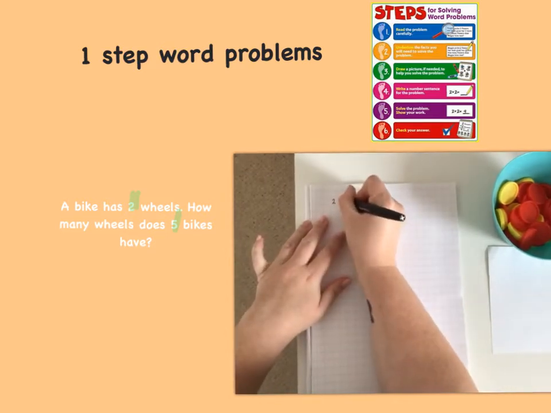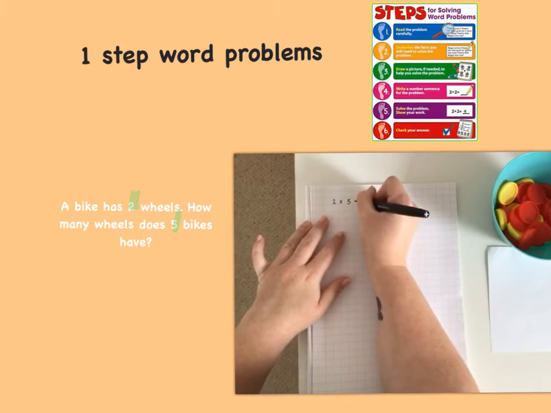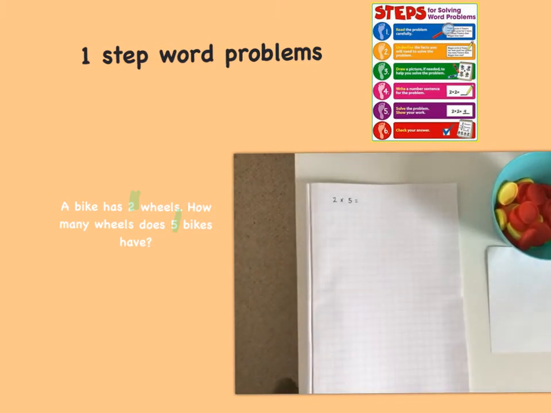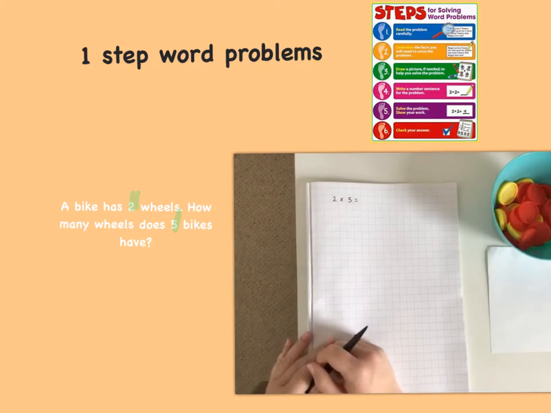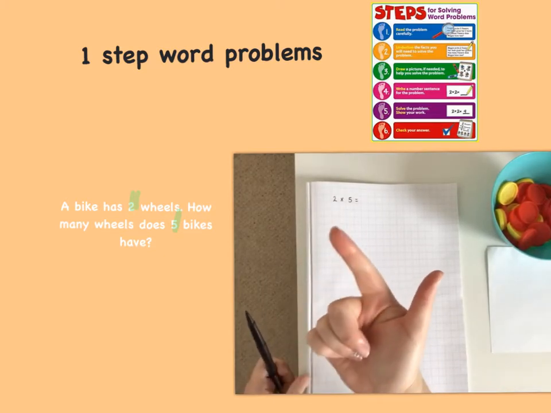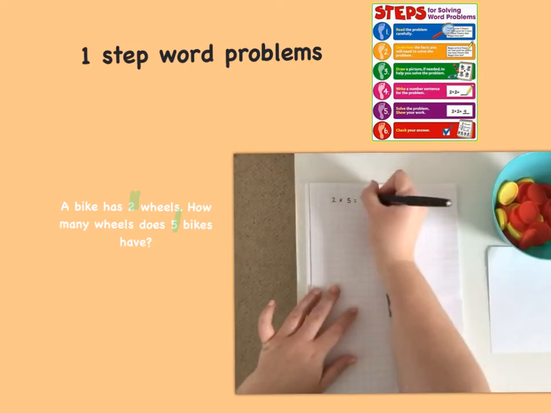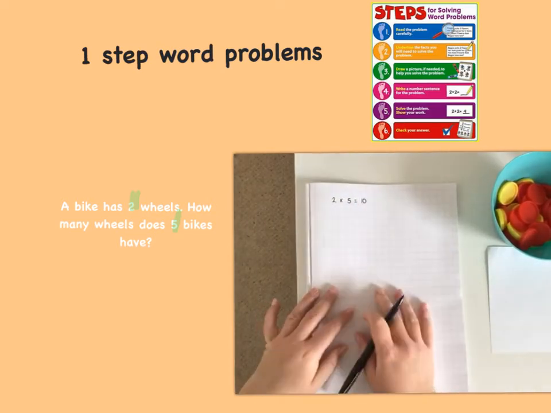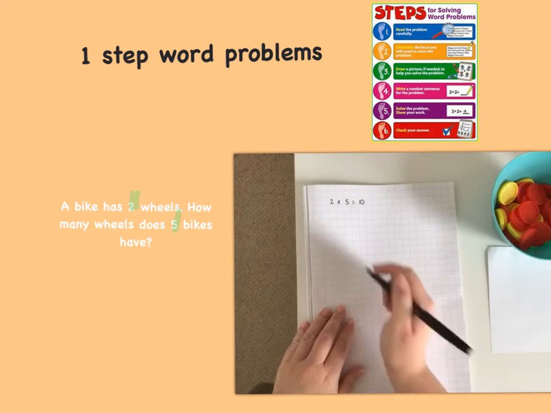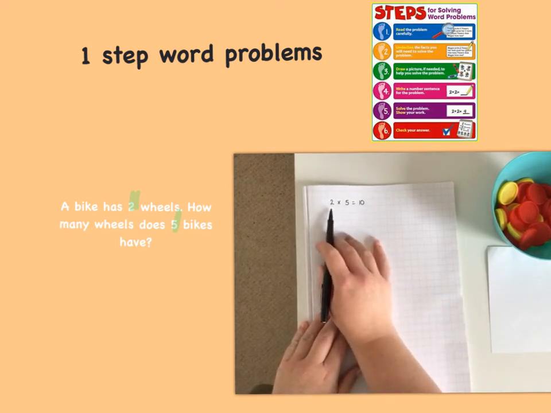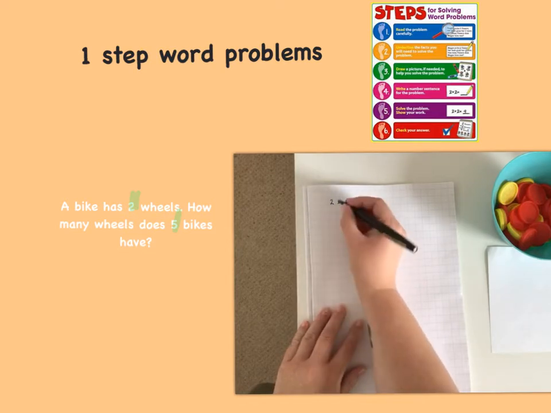2 times 5 equals. Now I'm going to use my counting in 2s to help me. 2, 4, 6, 8, 10. Now I want to check my answer, so this time I'm going to draw an array. To draw an array, I need to look at my number sentence really carefully. So it's asking me to do 2 groups of 5.